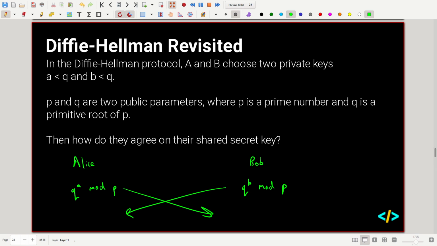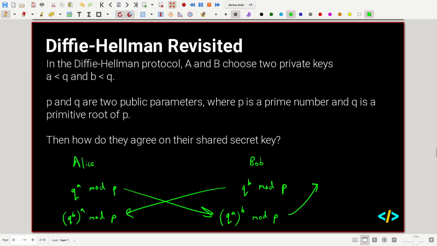And then for Alice to compute the symmetric key, she will do... So she knows Q to the B, and she'll raise that to her private key, mod P. And Bob will do the same, Q to the A, so this is what Alice has sent, raised to the power of B mod P.